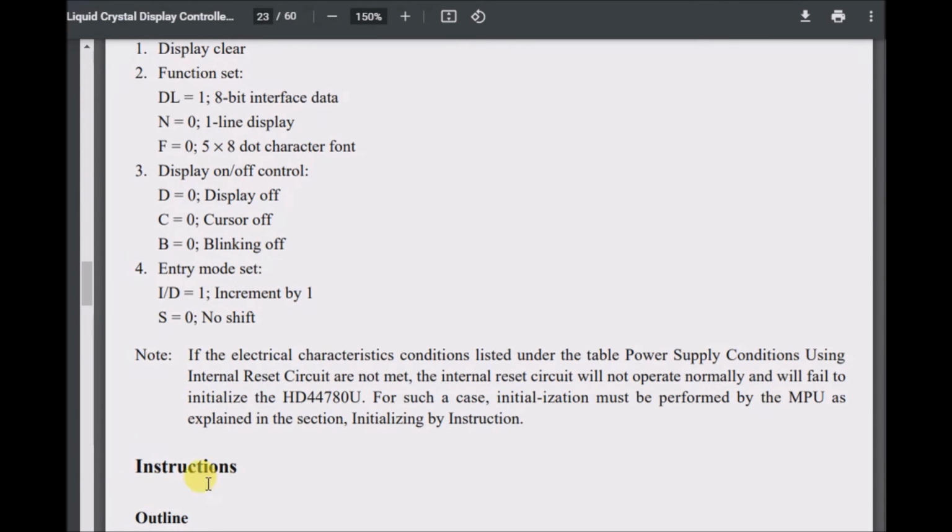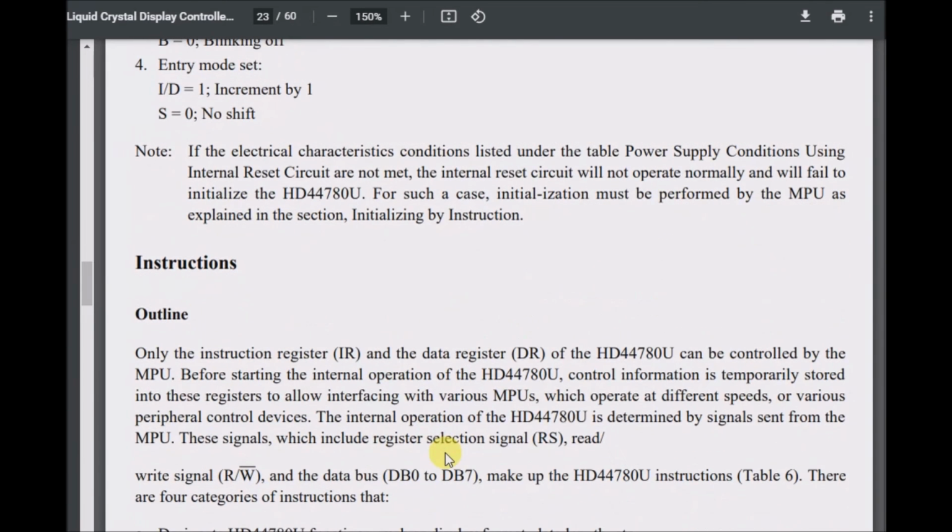Note, if the electrical characteristics conditions listed under the table power supply conditions using internal reset circuits are not met, the internal reset circuit will not operate normally and will fail to initialize the HD44780U. For such a case, initialization must be performed by the MPU as explained in the section Initializing by Instruction.